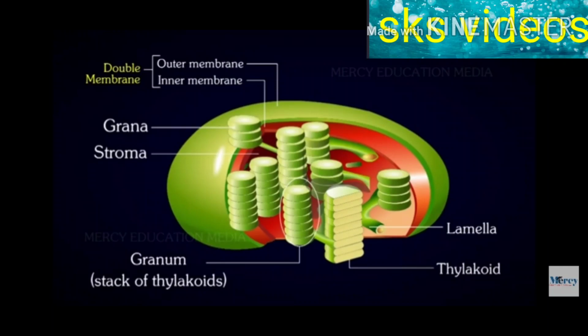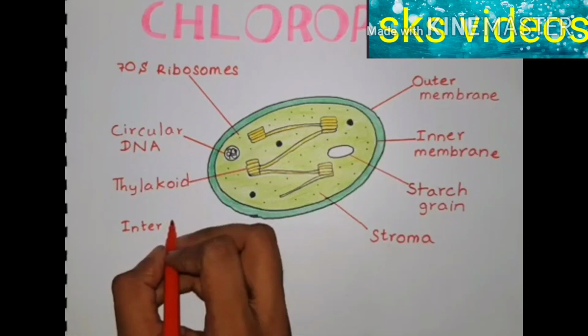We have totally three membranes in the structure of chloroplast. The first membrane is present in between the outer and inner membranes. The second one, just below the envelope of the inner membrane, is called stroma. The third membrane, thylakoid.